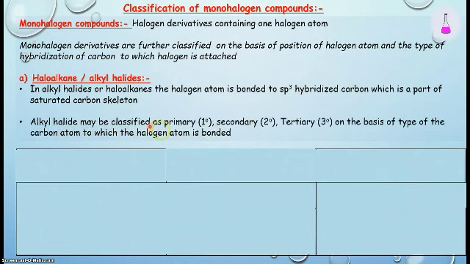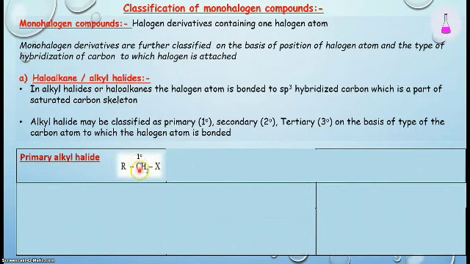Alkyl halide may be classified as a primary, secondary and tertiary alkyl halide on the basis of the type of carbon atom to which halogen atom is bonded. So here is the first type of alkyl halide, primary alkyl halide. In this, halogen atom is bonded to primary carbon atom.